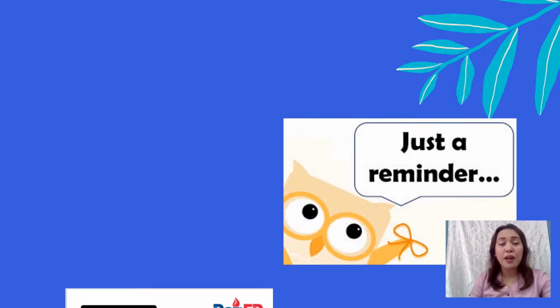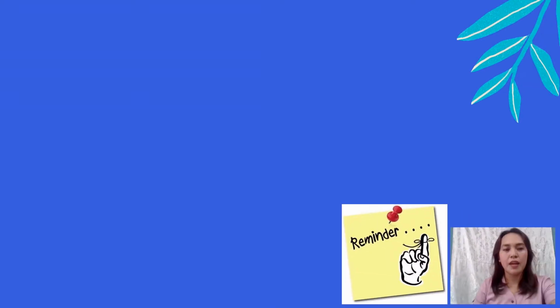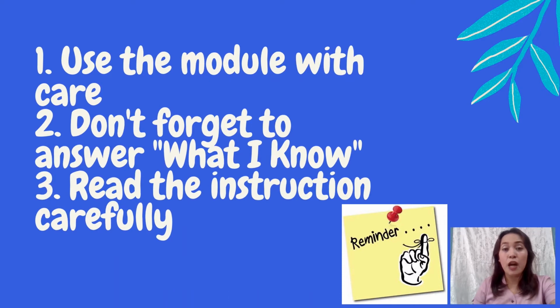The following are reminders in using your module. Number 1. Use the module with care. Do not put unnecessary marks on any part of the module. Use a separate sheet of paper in answering the exercises. Number 2. Don't forget to answer what I know before moving on to the other activities in the module. It is a multiple choice activity that aims to check what you already know about the lessons taken.